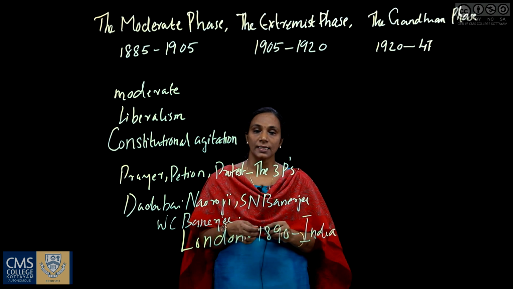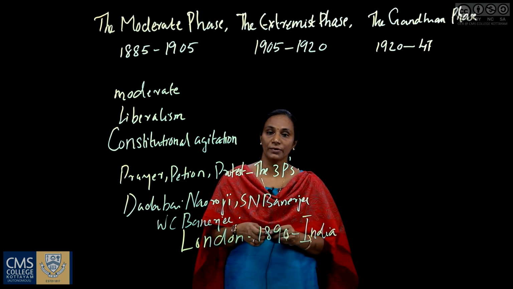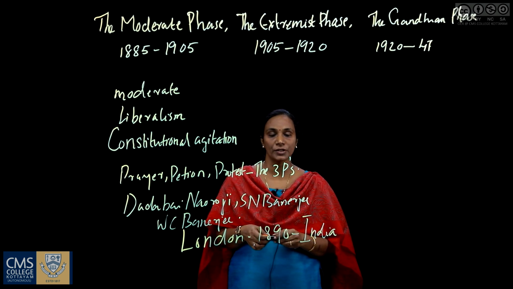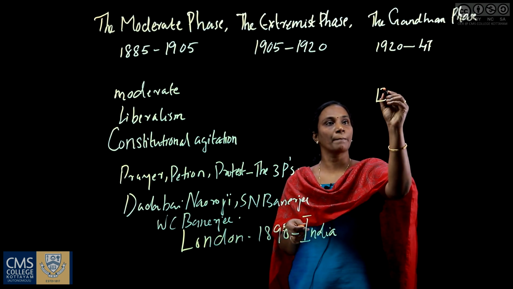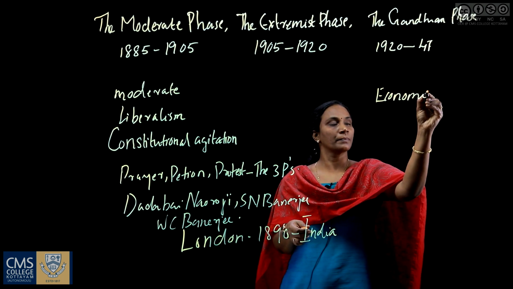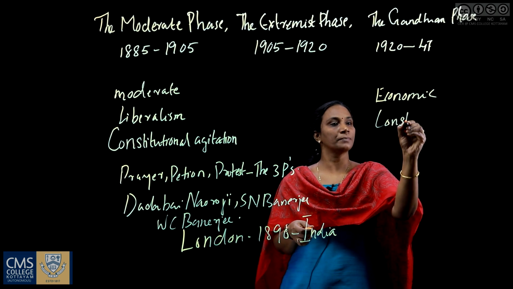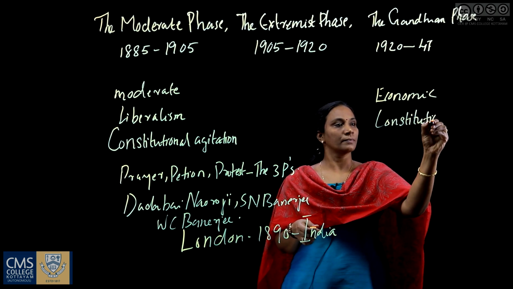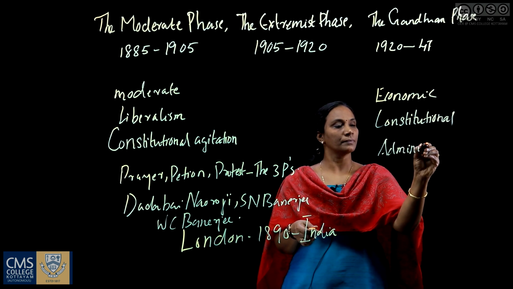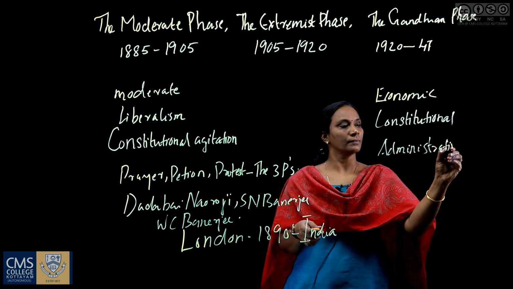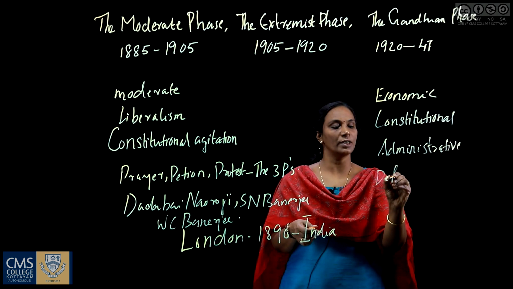The early nationalists demanded a number of grievances before the British government. When we analyze the resolutions of the Congress at its early sessions, we can see that the grievances were centered around four aspects: economic, constitutional, administrative, and defense of civil rights.